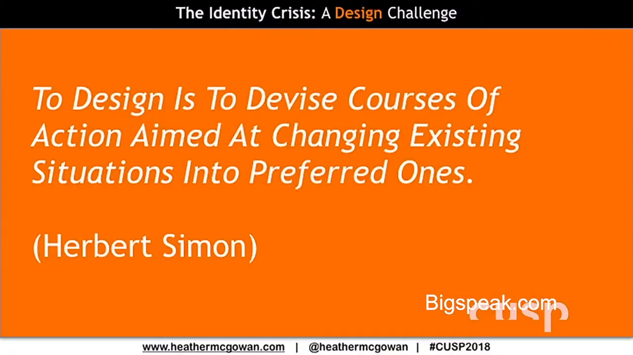And I looked for the most expansive definition that could be inclusive. So I picked this one from Herbert Simon, which was mirrored a little bit by one that Dave and I had a conversation about, which is basically: design is to devise a course of action to take existing solutions into preferred ones. So our existing situation is we're trapped between the 3rd and the 4th Industrial Revolution.